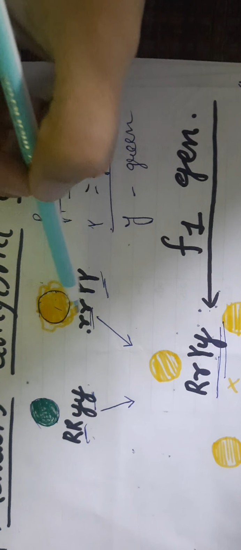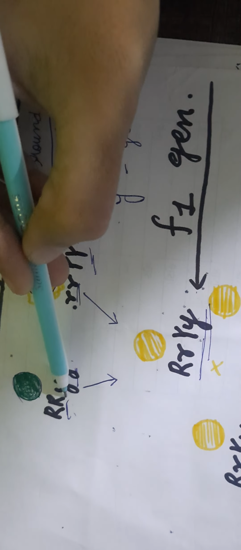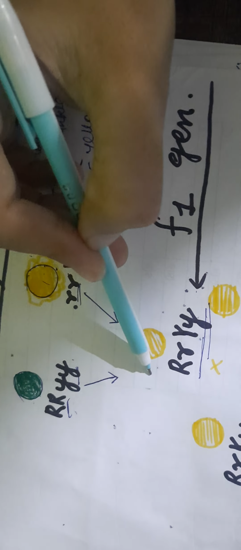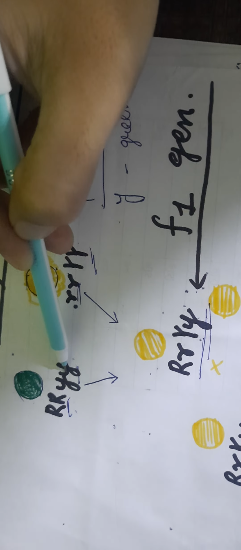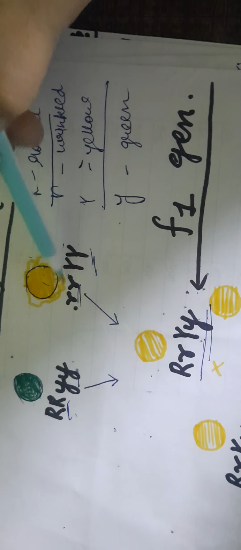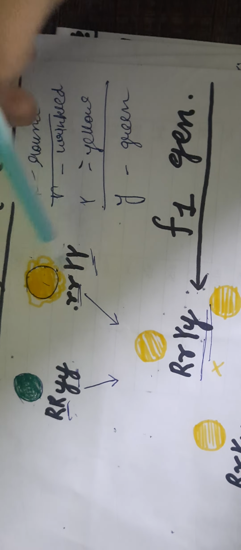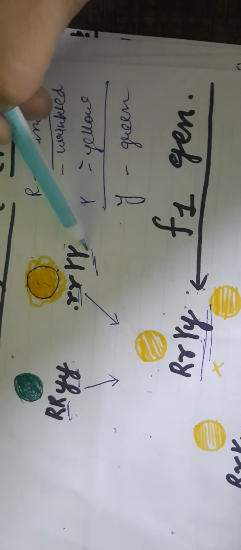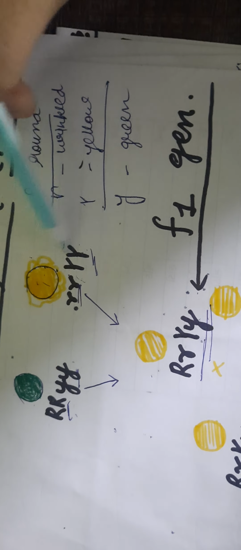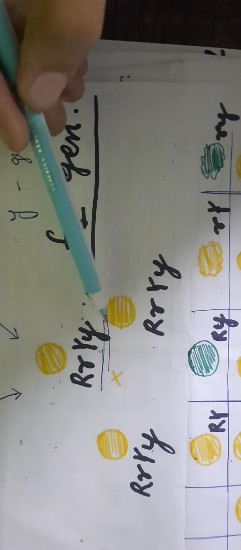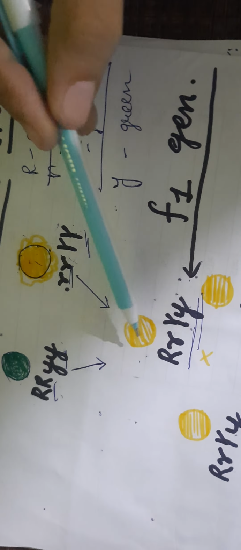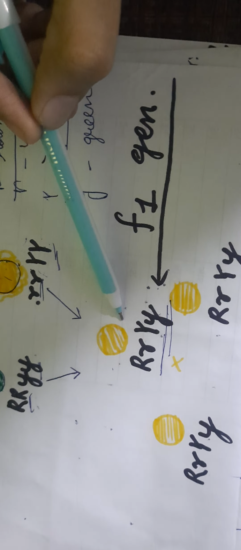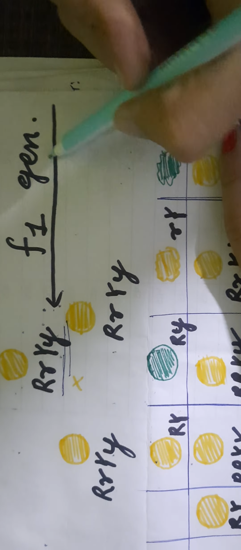When we cross both of these, we are sure that the gamete which will come in the progeny is capital R and small y. No other option, because there is no heterozygous condition. And here also there is a homozygous condition, so we are sure that this will contribute small r and capital Y. So the progeny obtained by crossing both of these is heterozygous. This one is your F1 generation.